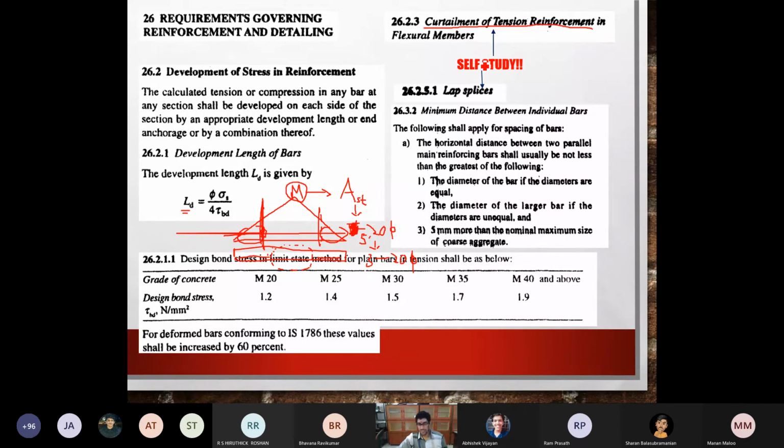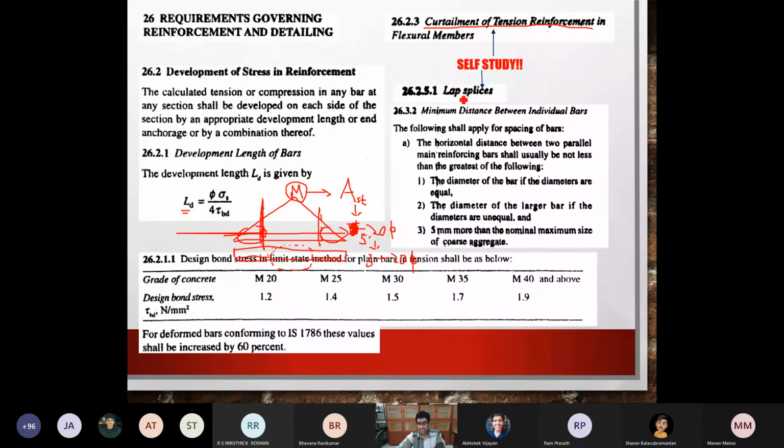I may not be asking problems on curtailment which require you to do curtailment, but it's still good for you to know what curtailment is and how it is done, because if you later go into design, in many places you will see cross sections of the beam at different locations with different reinforcement. You should not get confused, thinking it's the same beam, how is the reinforcement different in different sections. So it's better to know what curtailment is.